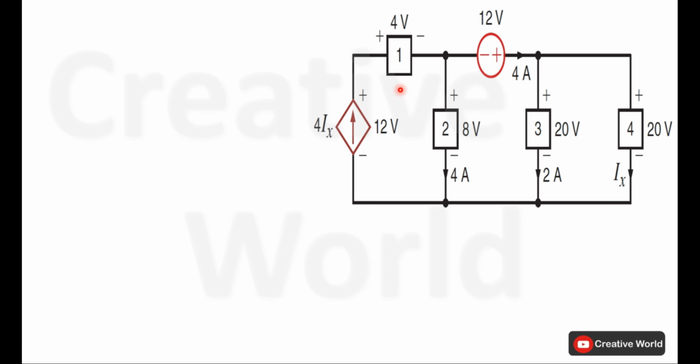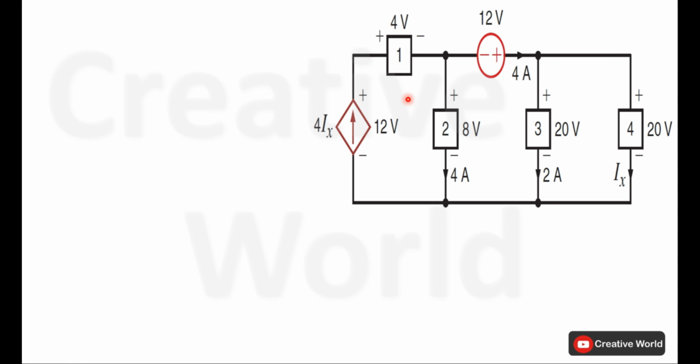For the calculation of this element's power, we should have two parameters. One is voltage and the other one is current through it. In this case, the voltage across this element 1 is given, but the current through it is not given. The current which is flowing through element 1 is 4Ix, and we have to calculate the value of Ix in order to calculate the power of this element. And for the calculation of Ix, we will use Tellegen's theorem. Before the use of Tellegen's theorem, we have to calculate all supplied and consumed powers in this network.